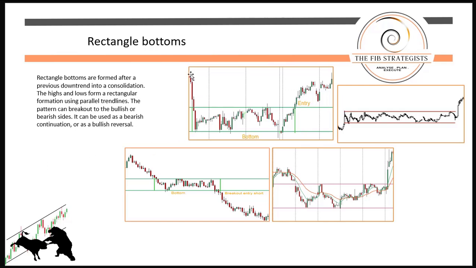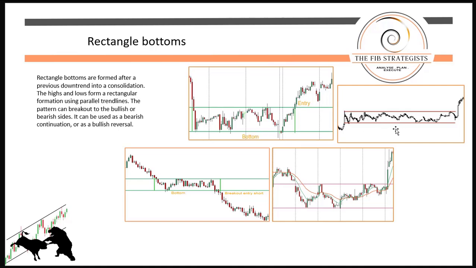Here we can see a downward trend. Generally with rectangles, you want 2 to 4 touches. Here's one touch, second touch, third touch, fourth touch, fifth touch, and it breaks out to the upside and you can place your entry long with your stop loss at the bottom of these lows.